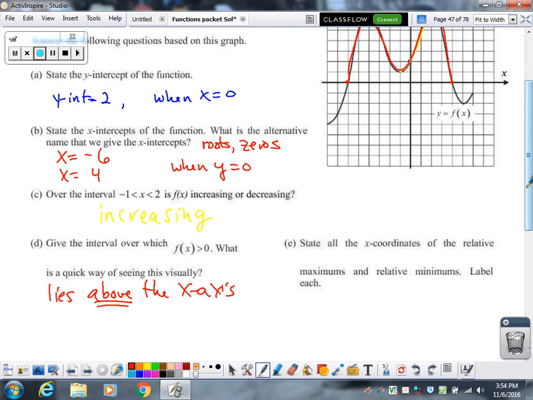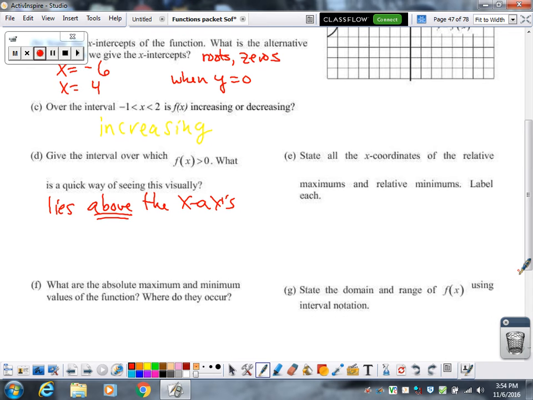So between -6 and 4. Notice we're not including -6 and 4 because we're not asking where f of x is also equal to 0. There is no equal sign there, so we can't include -6 and 4. This is the set notation method of writing the interval from -6 to 4. We could also use interval notation to show the interval from -6 to 4. And again, using the parentheses instead of the square brackets. Make sure -6 and 4 are not included.